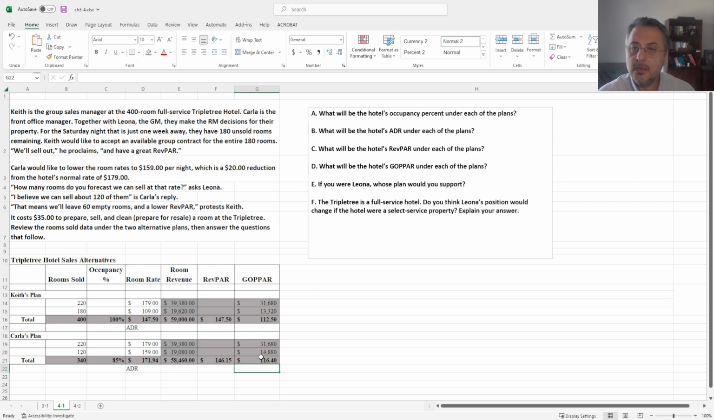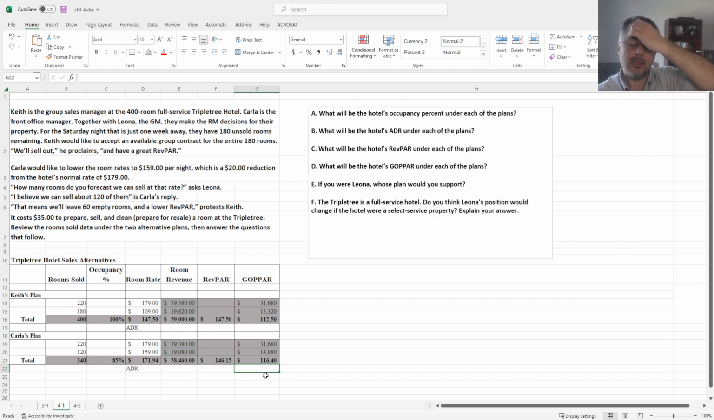Now, let's see. What will be the hotel occupancy percent under each of the plans? 100%, 95%. What will be the hotel's ADR under each of the plans? $147.50, $171.94. If you look at it, ADR is much higher here. What will be the hotel's RevPAR under each of the plans? $147.50, $146.15. And GOPPAR is $112.50 and $116.40.